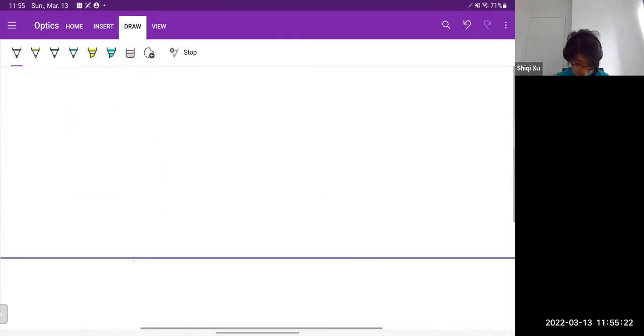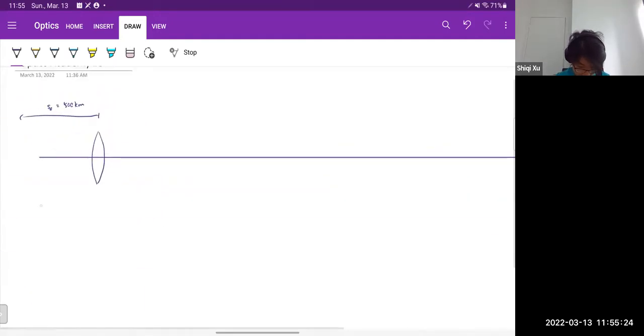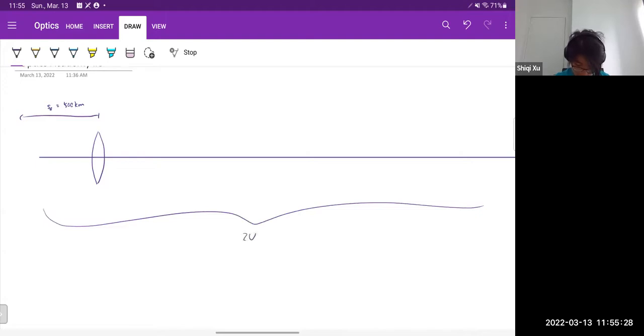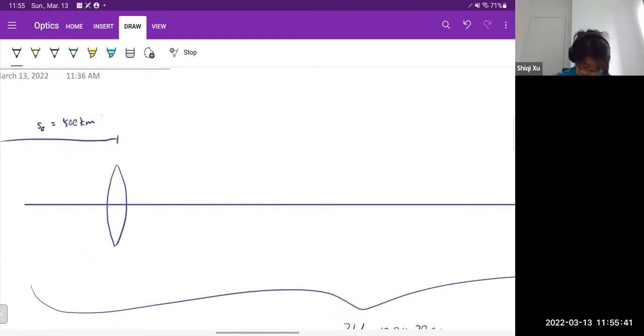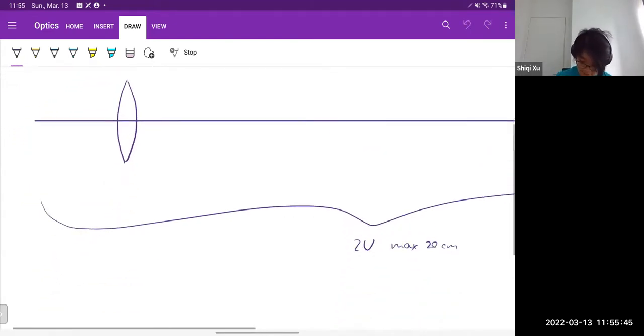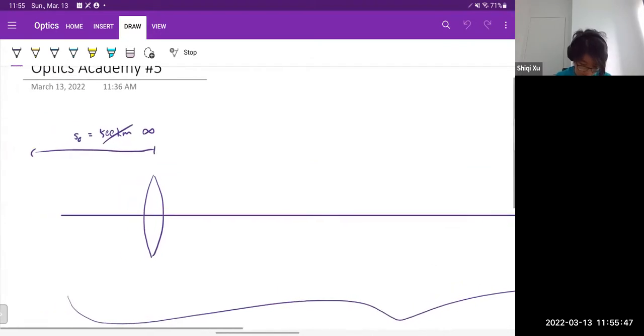Now, if you look at this, our payload is like 2U, which means this is at most 20 centimeters. So that means this 500 kilometers is essentially infinity. So we'll just call this infinity. That's pretty reasonable. So what do we know about light coming from infinity?